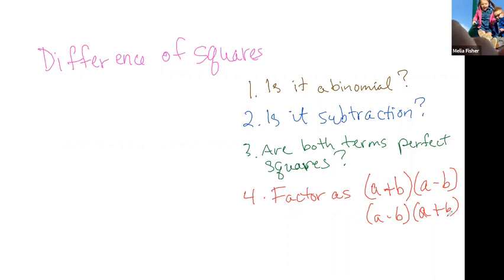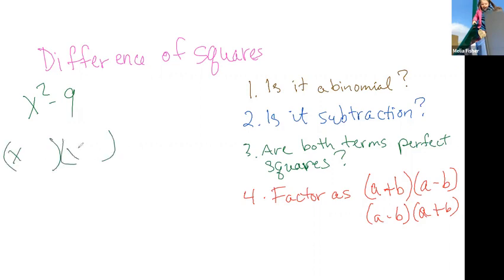Let's look at an example of how that works. Is it a binomial? Yeah, I got x squared and I got minus 9. That's it, two terms. Is it subtraction? Yes. Are both terms perfect squares? Yes. So then I'm just going to write it like this: x and 3, and 3, and positive and negative.